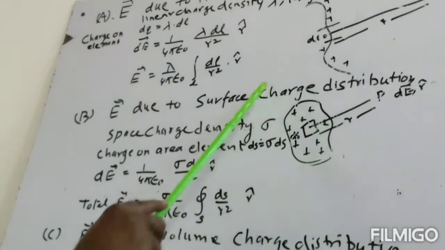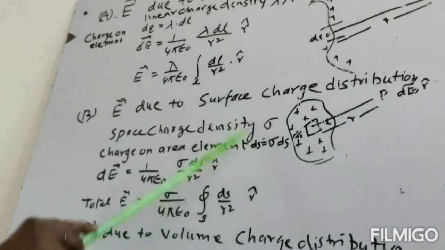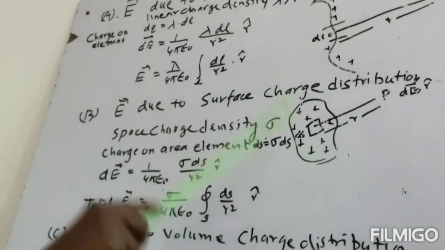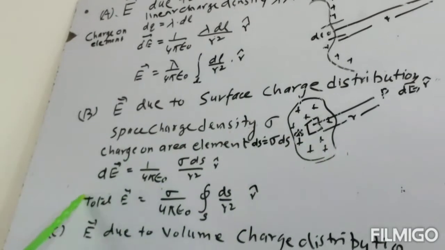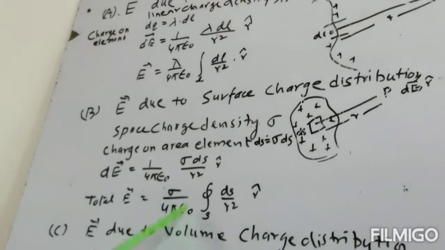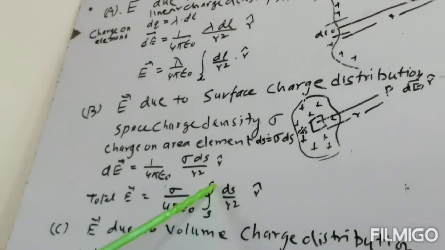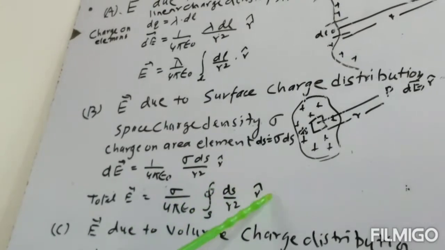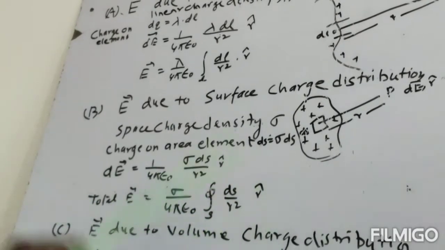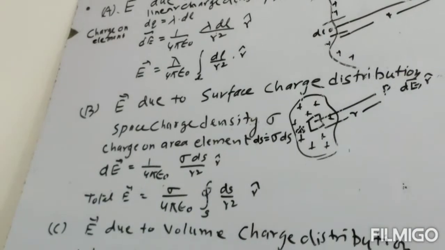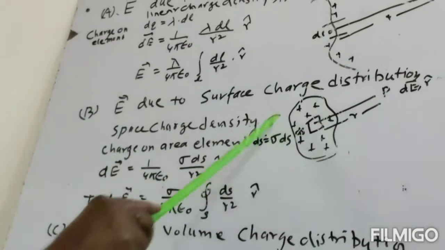Now if we want to find the total electrical field due to the entire surface, then we have to take the surface integral. Then the total electrical field will be equal to sigma by 4 pi epsilon 0 times the surface integral over the total surface of dS by r square into r cap. So in this way we can find the electrical field due to a surface charge distribution at any point.